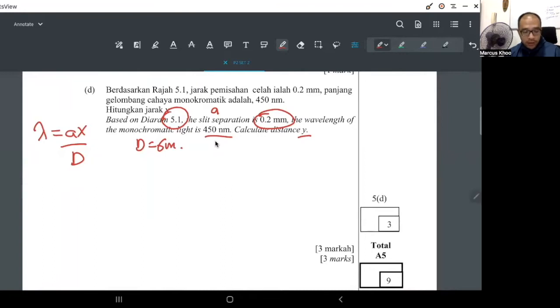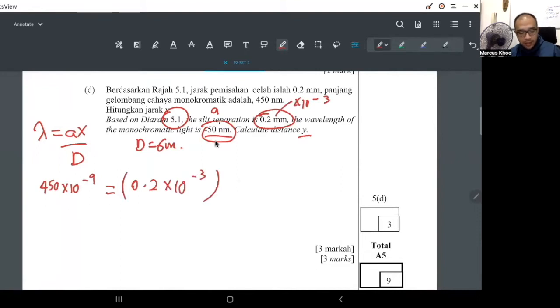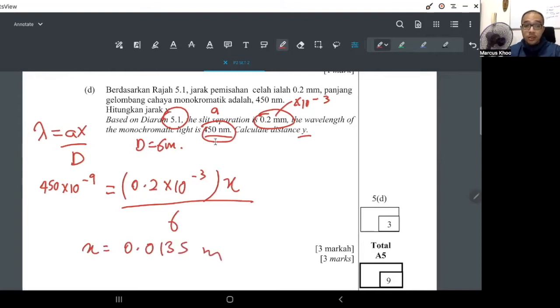The wavelength is 450 nanometers. So 450 times 10 to the power negative 9 equals 0.2 millimeters, times 10 to the power of negative 3, times X over D, which is 6 meters. When you calculate this, you get X equals about 0.0135 meters.